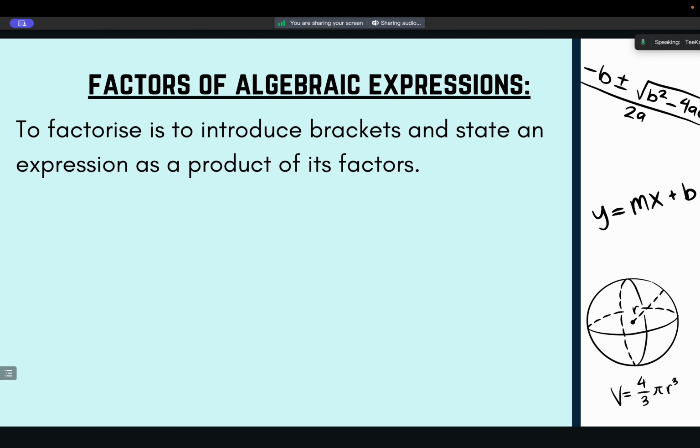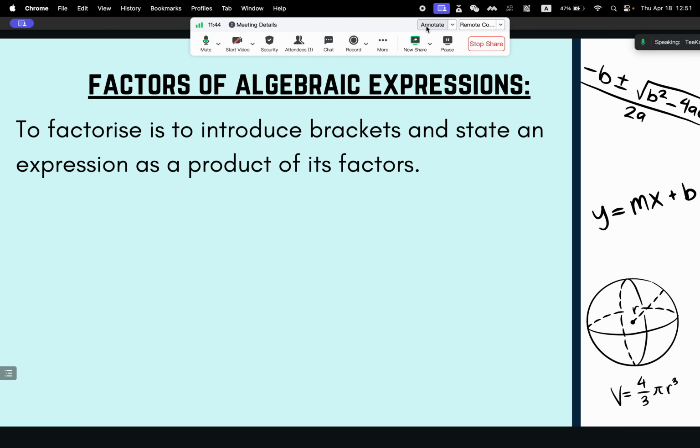To factorize an algebraic expression is just to introduce brackets and state the expression as a product of the factors. But this is not an English lesson, of course. Let's dive right in and learn what we do. So first we start with an easy example.